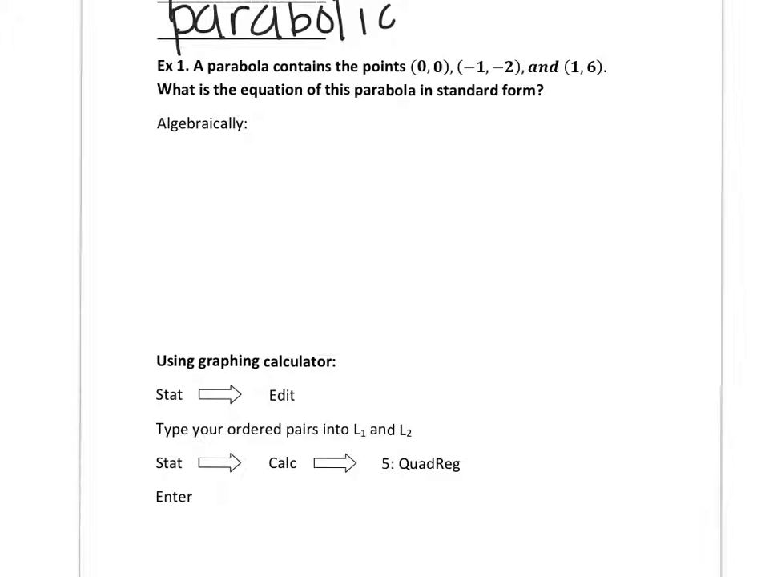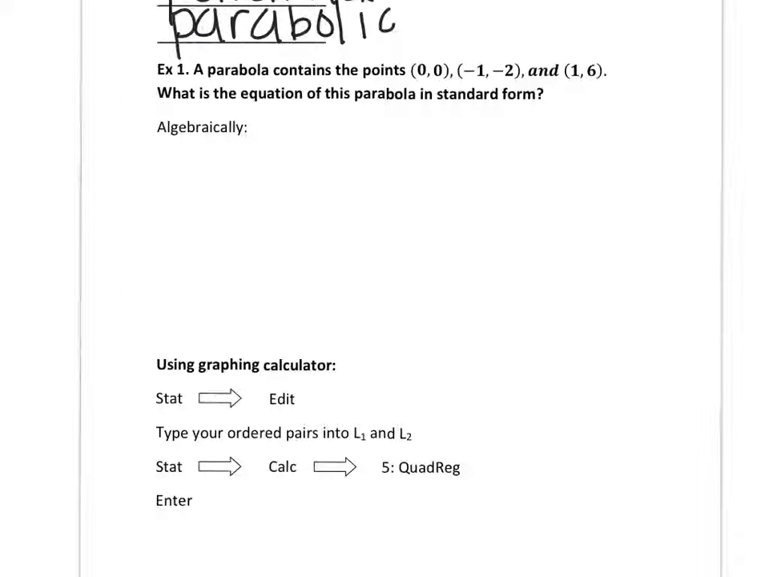So if you see here in example 1, it says a parabola contains the points (0, 0), (-1, -2), and (1, 6). They give us 3 points and they want us to write an equation for the parabola in standard form. Now remember, how you write standard form: ax squared plus bx plus c. That's standard form for a parabola or a quadratic. Okay, so we're gonna use 2 different methods in order to do this. First, I'm gonna show you how to do it using algebra.